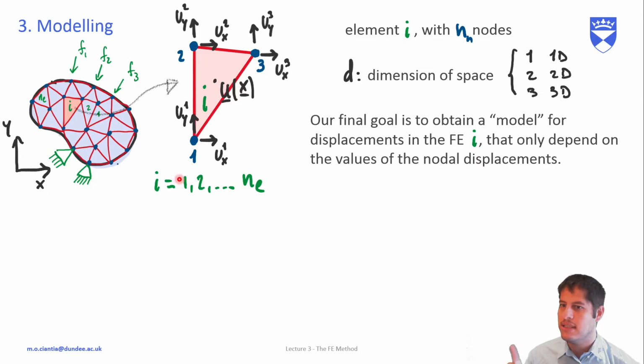Nodal displacement, this is a 2D diagram, so for node 1, ux of node 1, uy of node 1, ux of node 2, uy of node 2, ux of node 3, uy of node 3. Now, what's the displacement of this point here as a function of these 6 displacements?